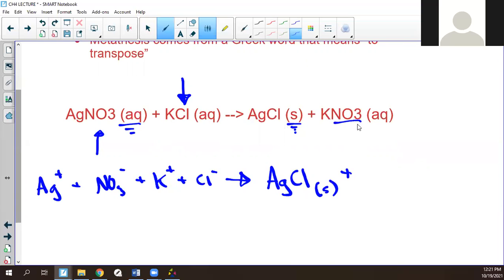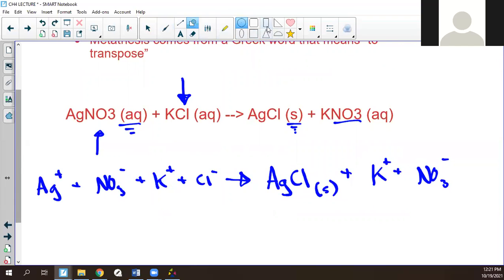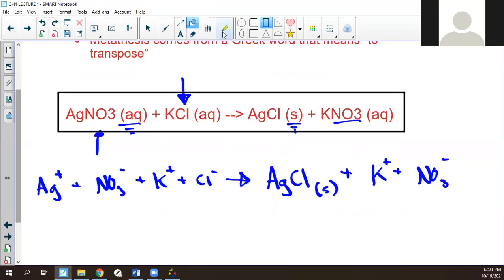Then I know NO3 never forms a compound. So I have K plus, plus NO3 minus. You okay with that? Okay, let's introduce some words here. This reaction right here, written this way, is what we've done all year so far. This is called the molecular reaction.